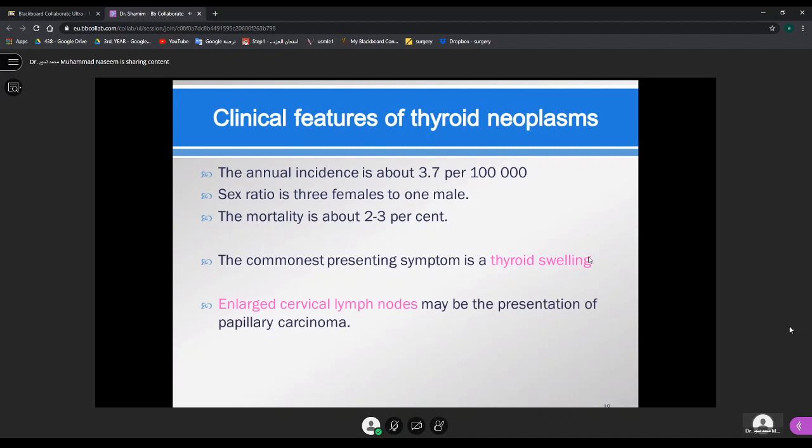A large cervical lymph node may be the presentation of papillary carcinoma. Sometimes the thyroid gland remains impalpable. There is no evident swelling in the thyroid gland, but from the very beginning it metastasizes to cervical lymph nodes and presents as enlargement of cervical lymph nodes. And when these patients are biopsied or FNAC is done on these cervical lymph nodes, it shows the papillary pattern.